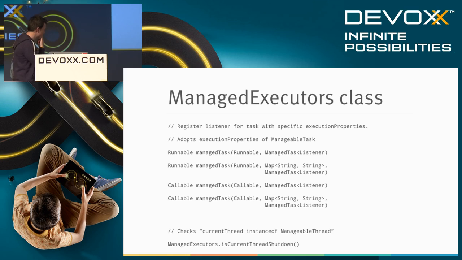Another convenience method at the very bottom. Remember that inside your thread you had to check the is shutdown method of the thread, and that you had to cast to manageable thread and so on, which looked a bit ugly. And the managed executor service is hiding the ugly stuff, and you can simply call the managed executor service is current thread shutdown to avoid this stuff in your code.